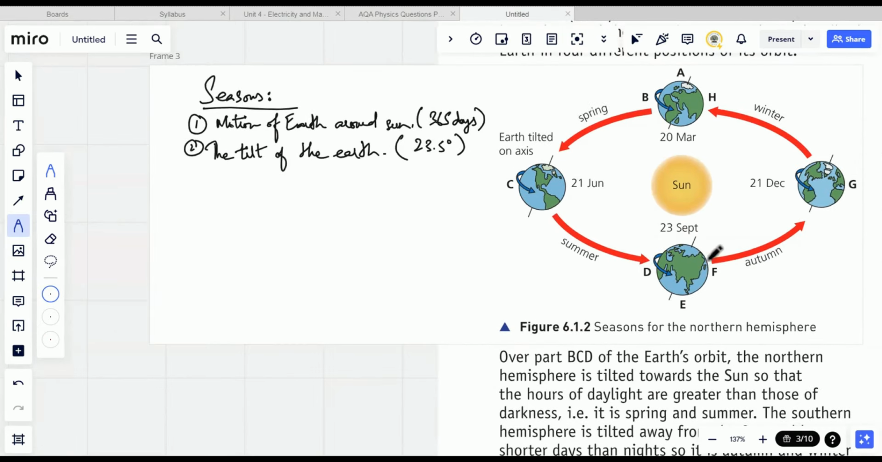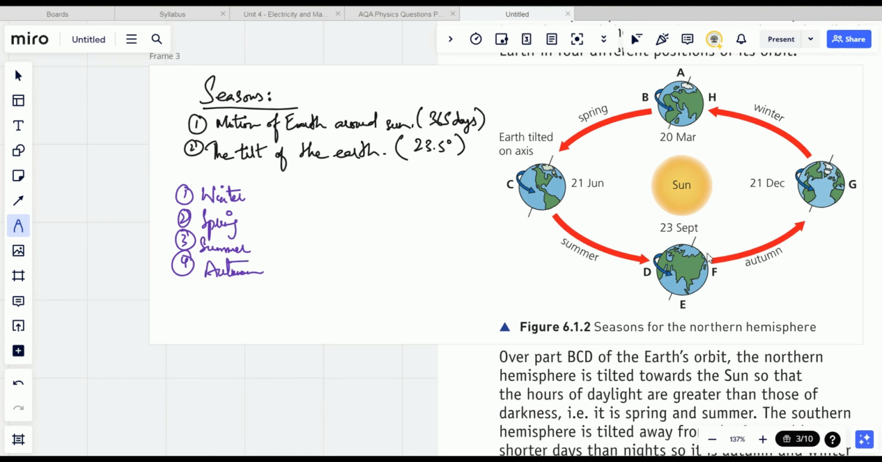What are the seasons that we have? We got 4 seasons, right? What are those? Winter, spring, summer, and then fall, autumn, right? These are the 4 main seasons. We must know the time period. When do they occur? It's very important.